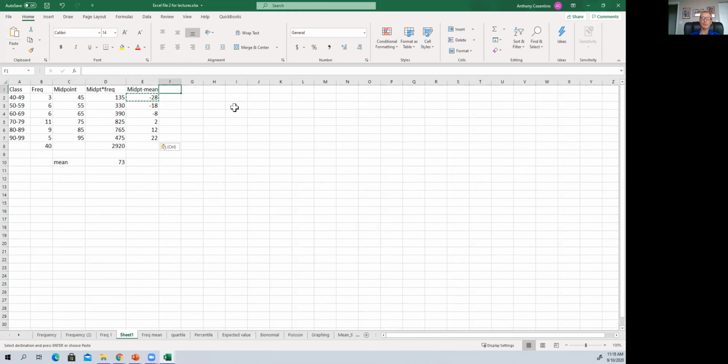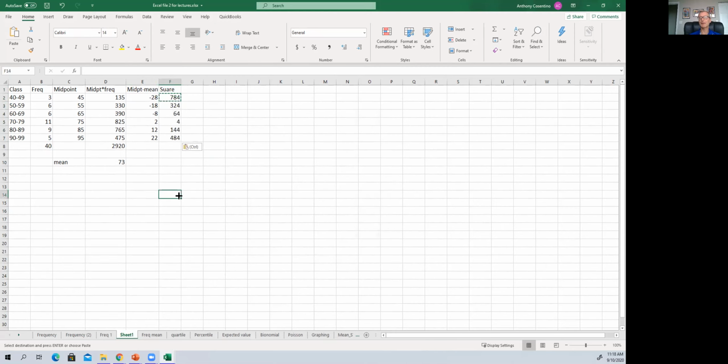So the next thing we want to do is square. What we'll do is take this cell, so this would be equals minus 28, then shift 6 to square it, then 2. Minus 28 squared, everything turns positive.